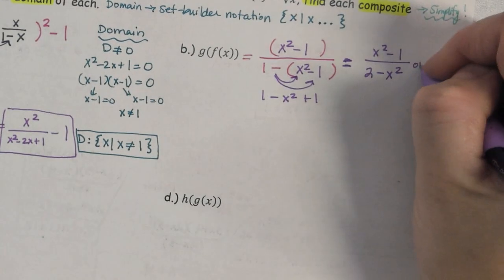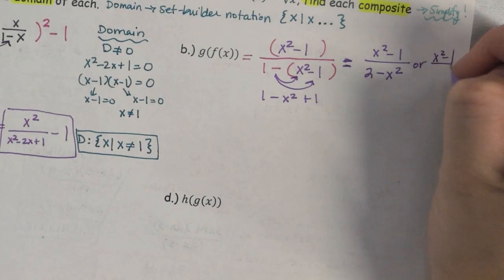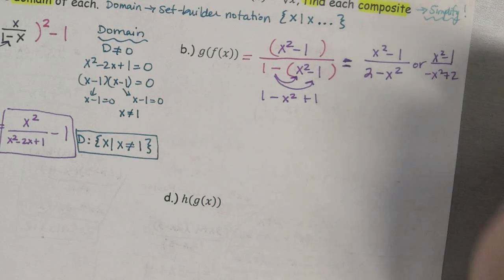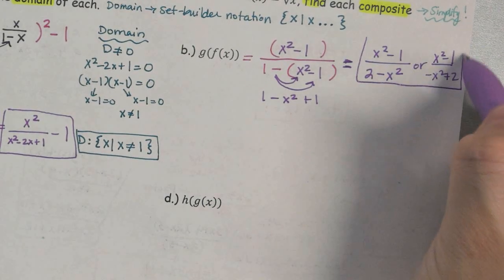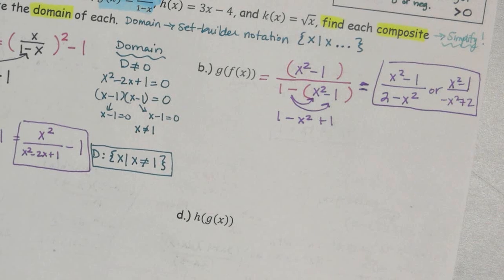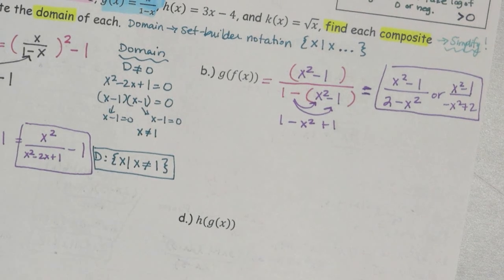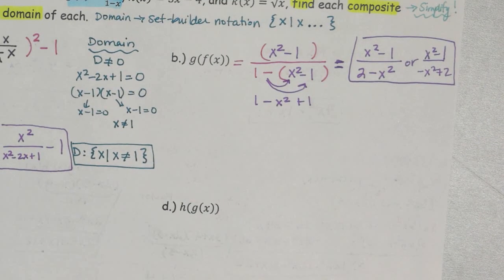Okay, or you can write it as x squared minus 1 over negative x squared plus 2. Okay, so either one of those are fine. You don't have to go any further than that. You don't have to factor the top. You can leave it just like that.